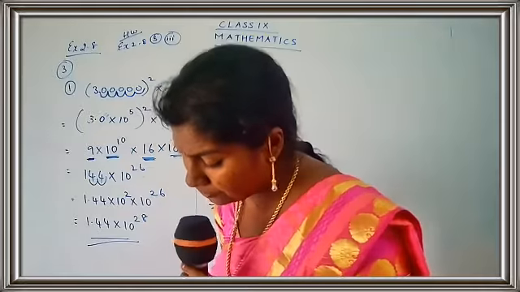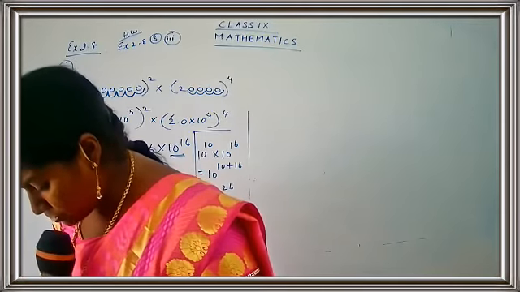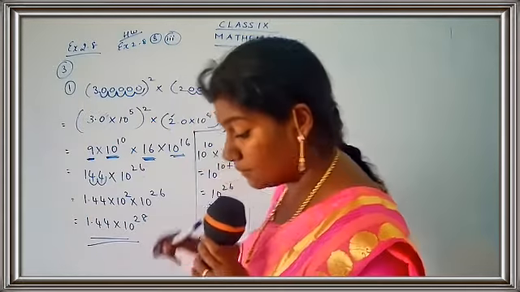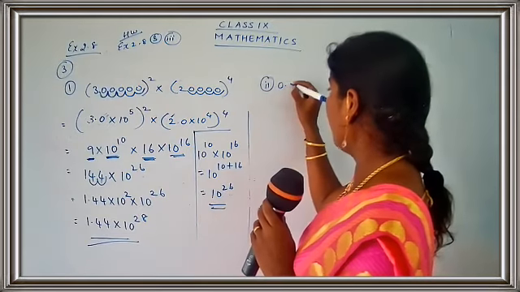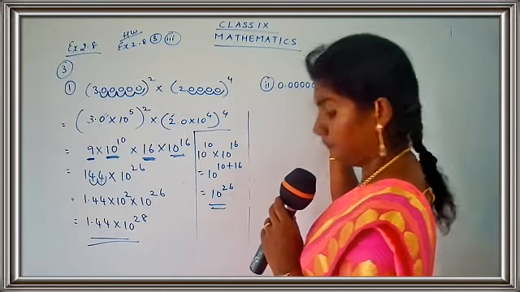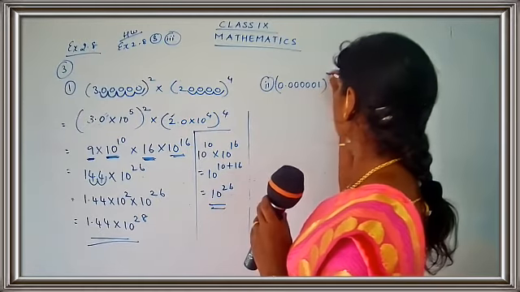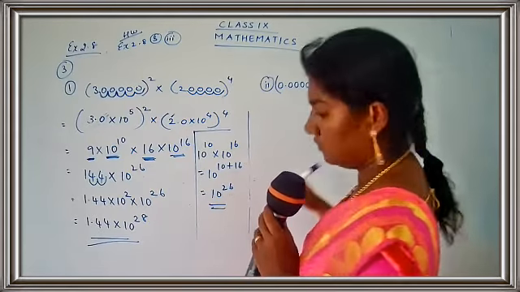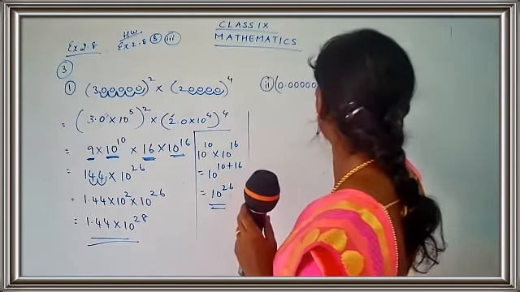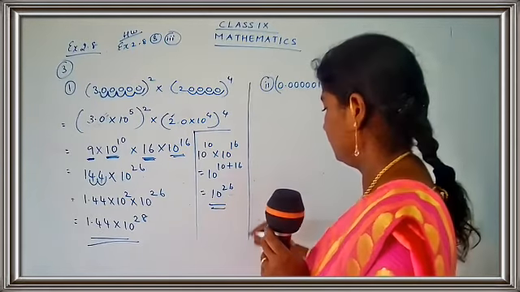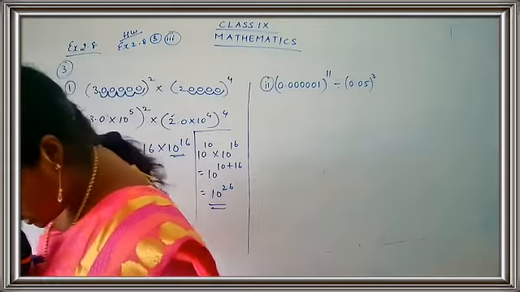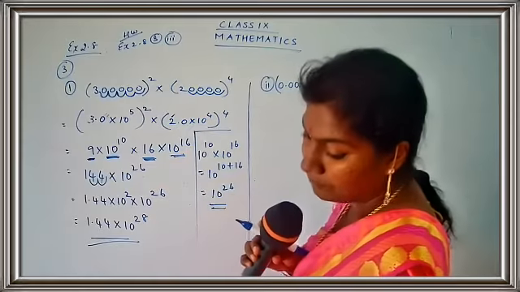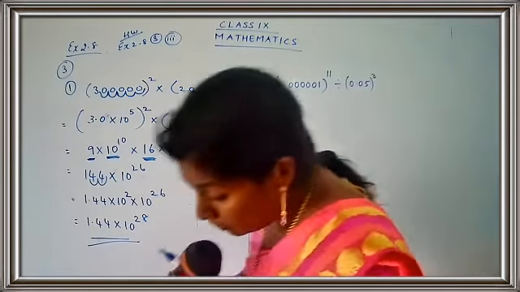Another question, what is the question given to you? It's 0.00000. Be careful with the number of zeros. You have 1, 2, 3, 4, 5 zeros after the decimal point. Yes? The second question, 0.000001 raised to 11 divided by 0.05, the whole raised to. So we have 0.000001, the whole raised to 11, divided by 0.00. One more zero. Yes children?